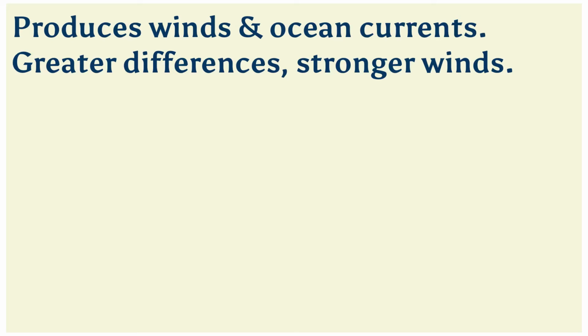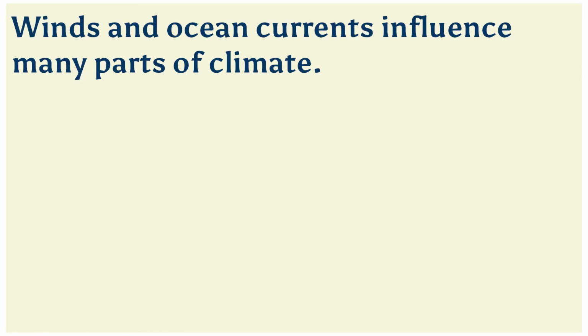Again, remember that temperature, air pressure, wind patterns, and ocean currents are all going to be major parts of climate. Winds and ocean currents influence many parts of the climate, examples being air temperature, humidity, wind speed and direction, and the type, quantity, and frequency of precipitation. Next, we're going to be taking a look at factors that actually determine a location's climate.